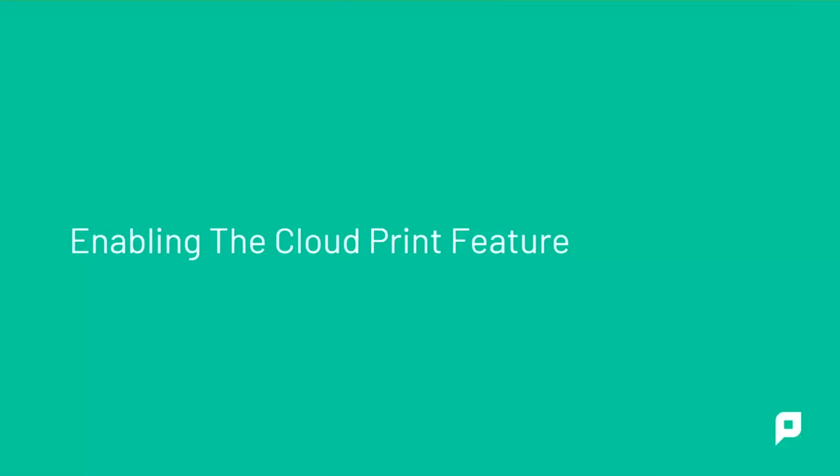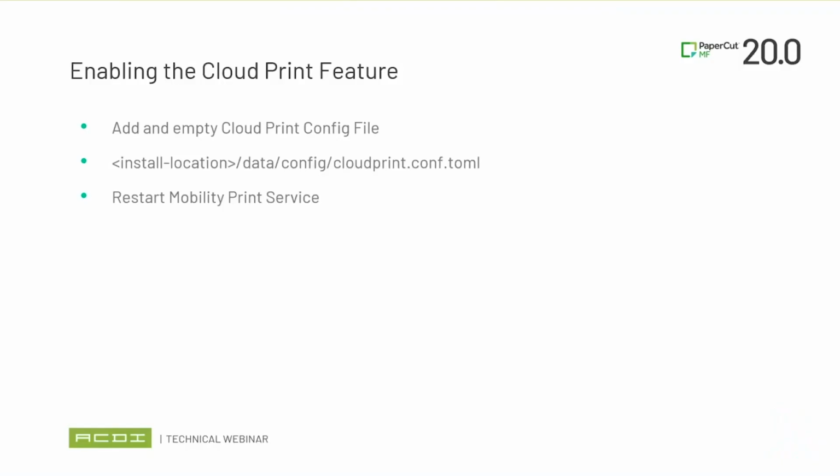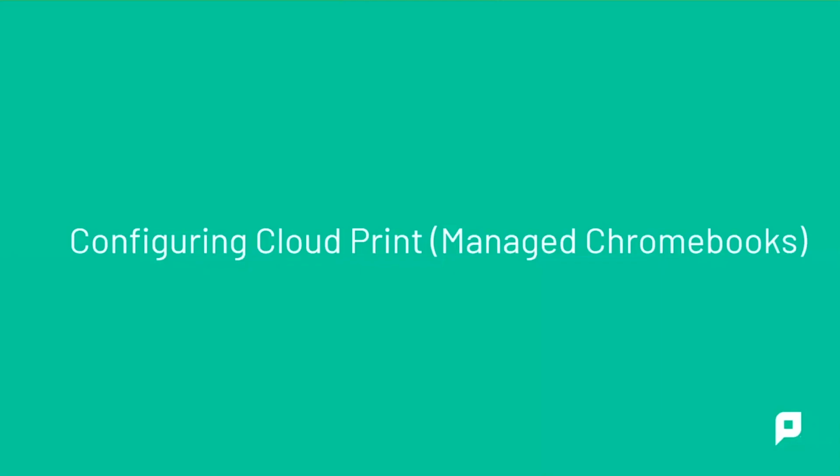Now, here's how you enable Cloud Print. In the install location of PaperCut under Data Config, a new TOML file needs to be created named cloudprint.conf.toml. Then restart the Mobility Print service. There is a separate service for Mobility Print as well, so you don't have to restart the full application server.